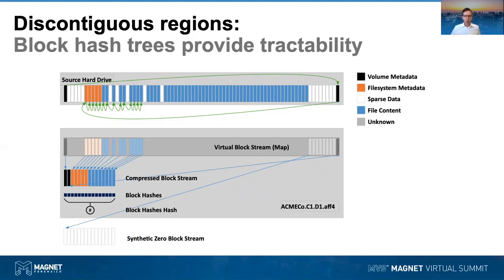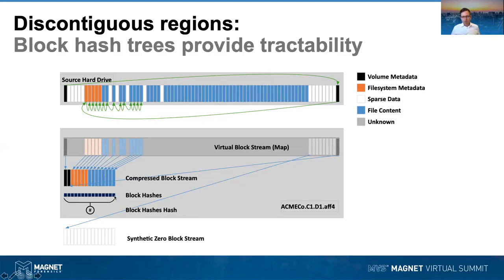So for every block that we read that we've got data, when we compress it, we also hash it. So we store our compressed block down in the compressed block stream, and then we store a block hash of the block that we're using there. And over time, we build up block hashes as well as the compressed block stream. And then at the end of the image, we take a hash over all of those block hashes, which is used to preserve the integrity of those.